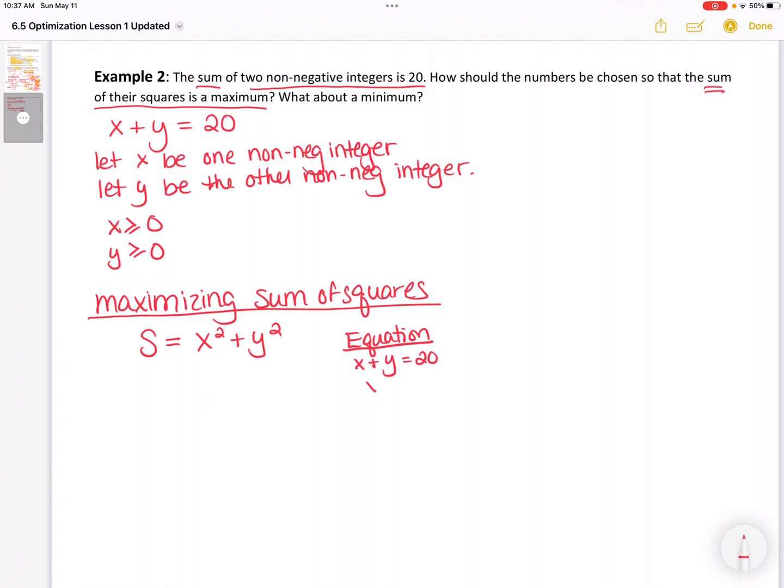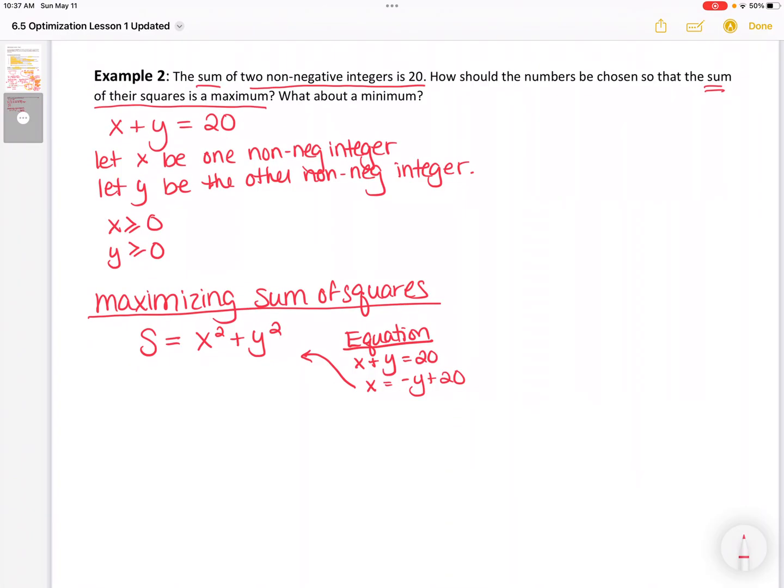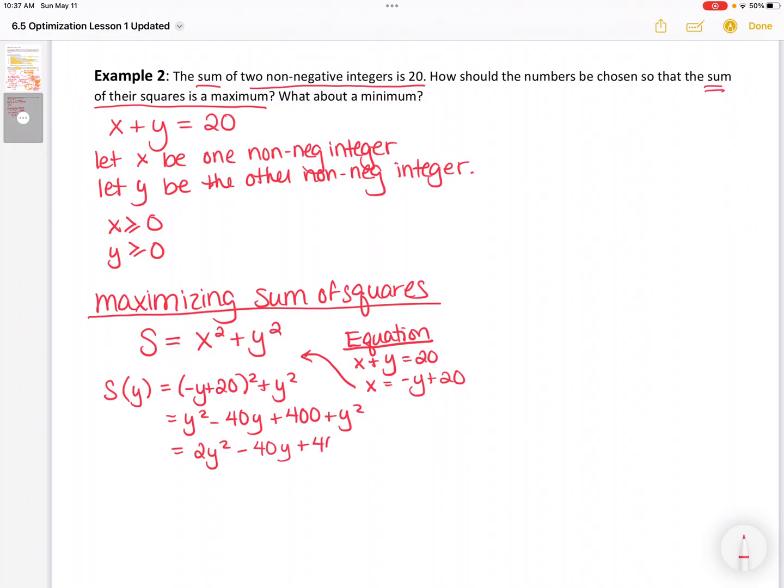I'm going to go ahead and rearrange for x this time. It doesn't matter. You can choose. And I'm going to use that to sub into my sum expression. So my sum, and this would be as a function of y now, is equal to (negative y plus 20) squared plus y squared. I'm just going to go ahead and expand that out. So I get y squared minus 40y plus 400 plus y squared. So I get 2y squared minus 40y plus 400.